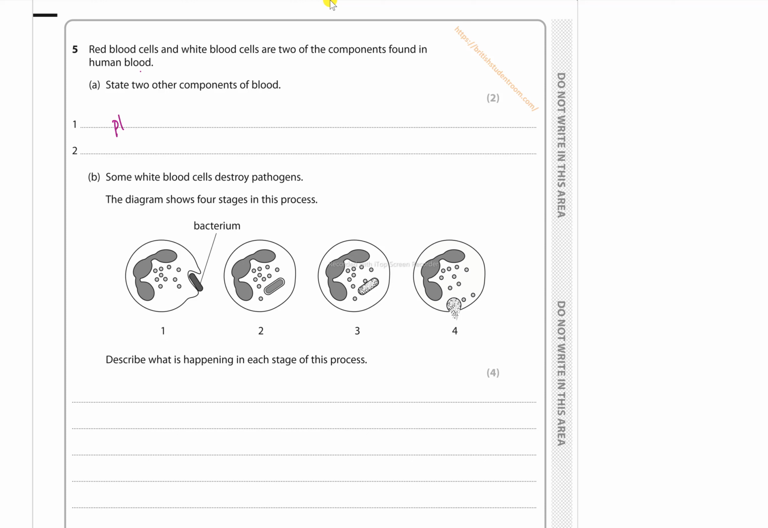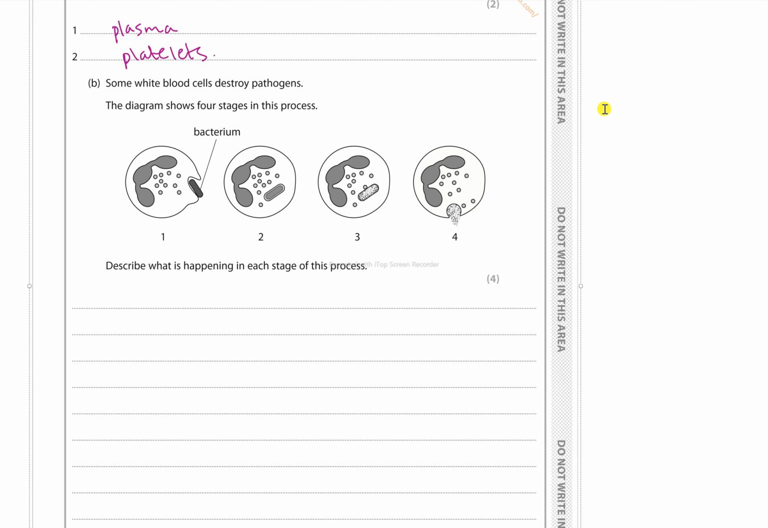There's plasma, the liquid part, and you have platelets. You can have other things, to be honest with you. Okay, so let's carry on.